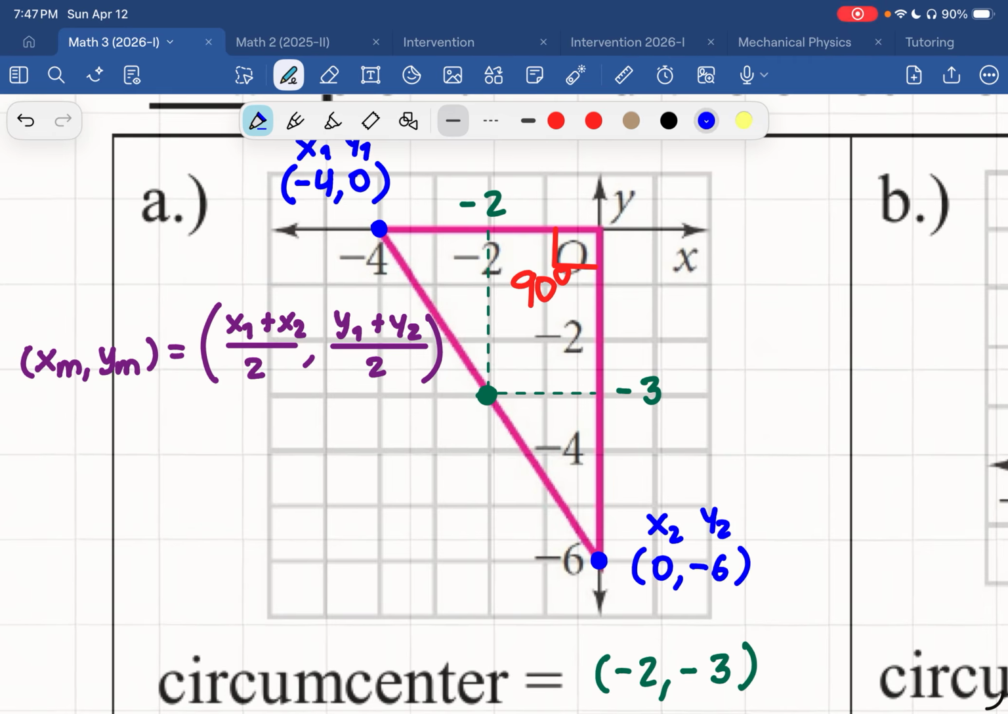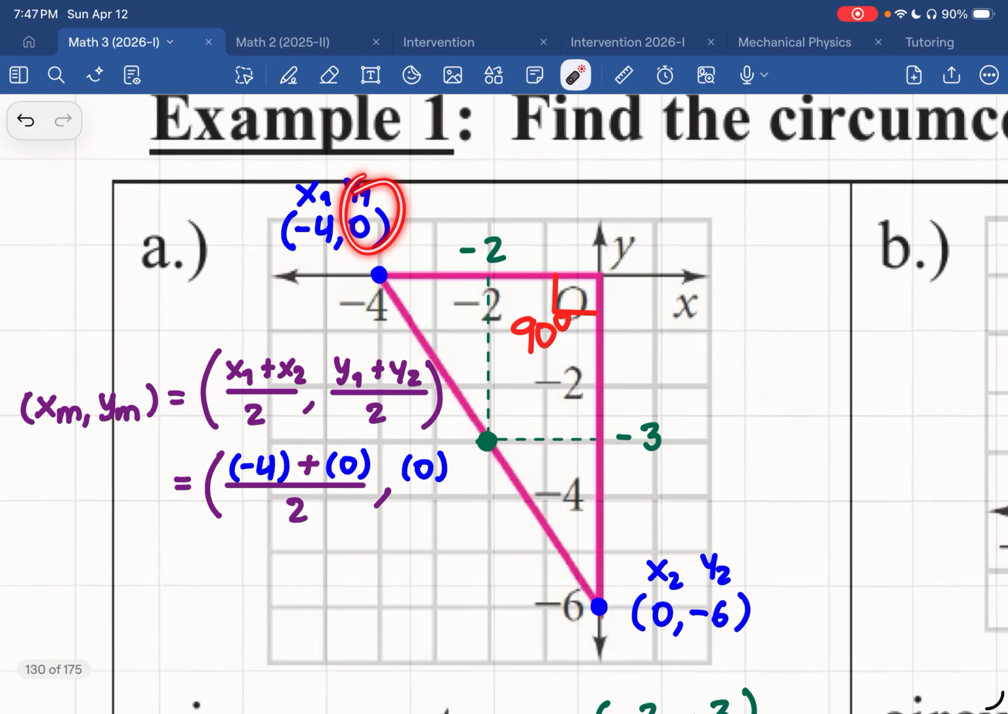So in this case, I'm going to say this is equal to, who is x1? X1 is -4, right? -4 plus x2. Who is x2? 0. And we divide this by 2, comma, right? y1. Who is y1? 0, which is this one, right?